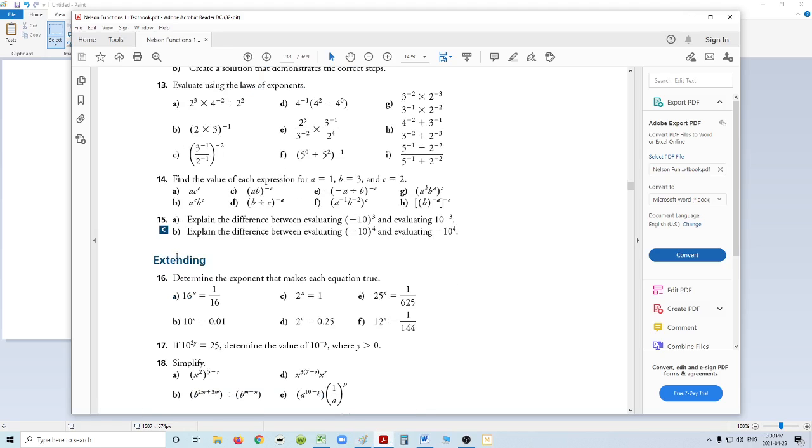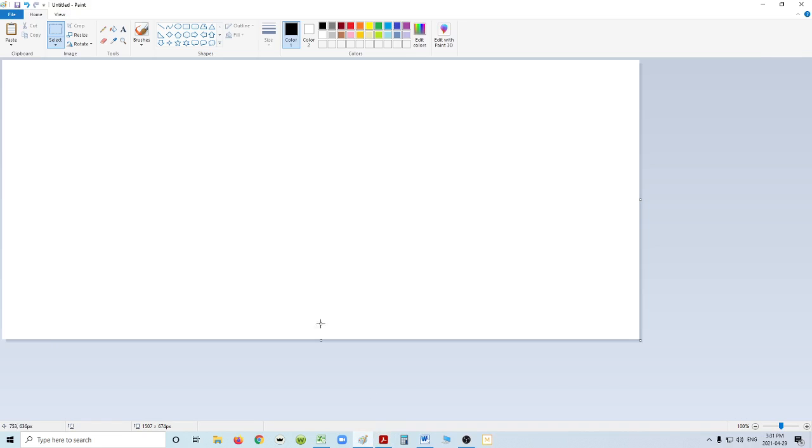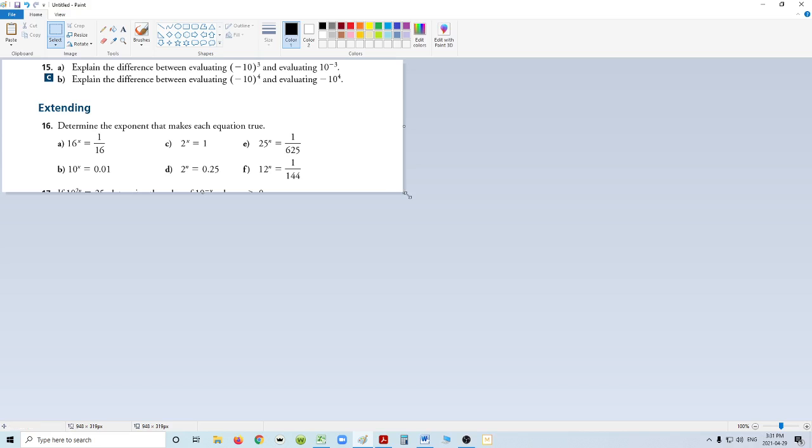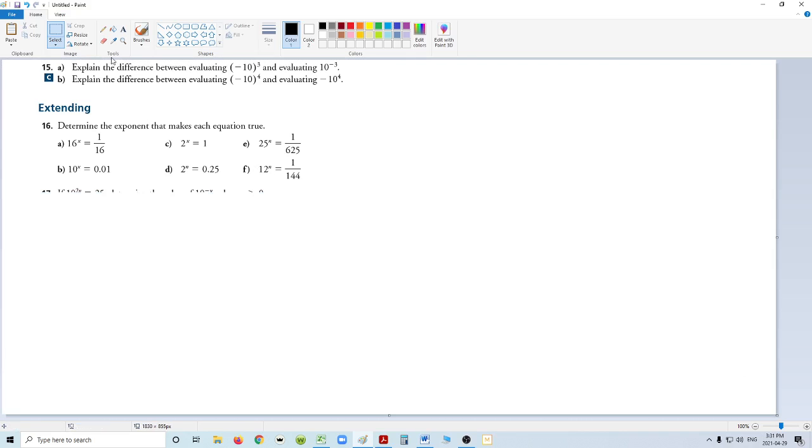Find the value of each expression when they give you these values. I mean, no. I'll do 15 for you because it just helps to understand what they're talking about. You should always do as many of these questions as you can. Most tests are based on this.